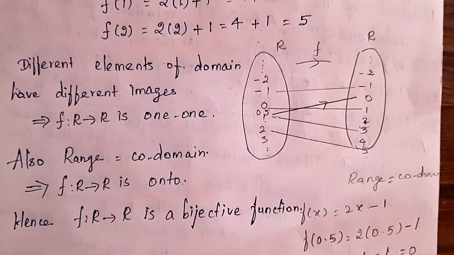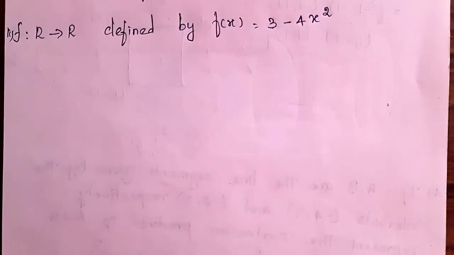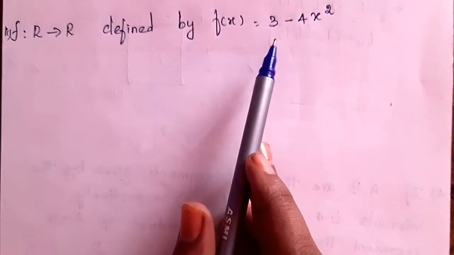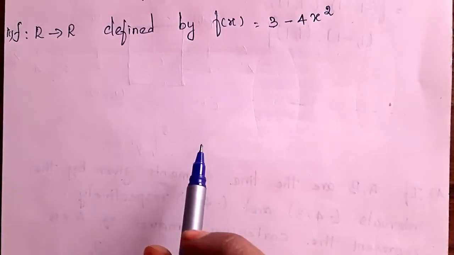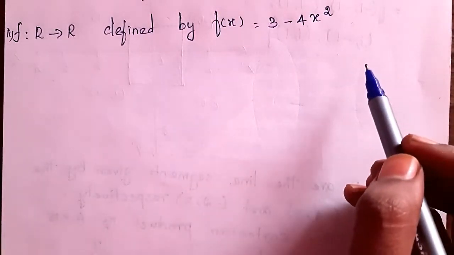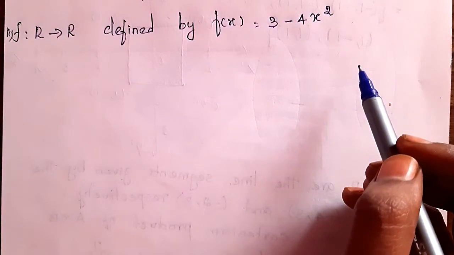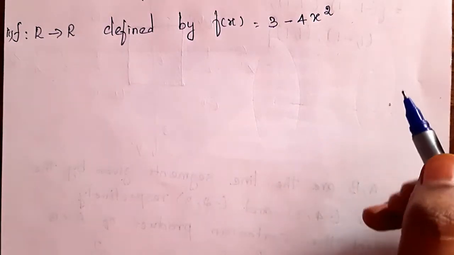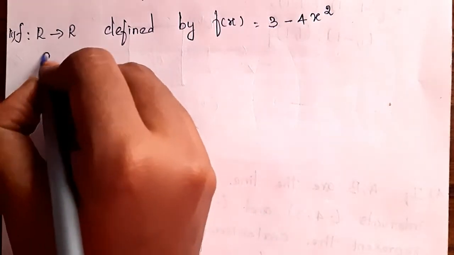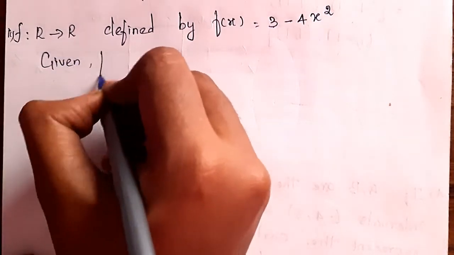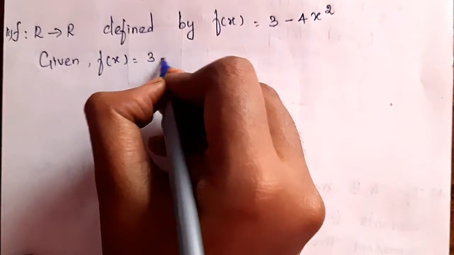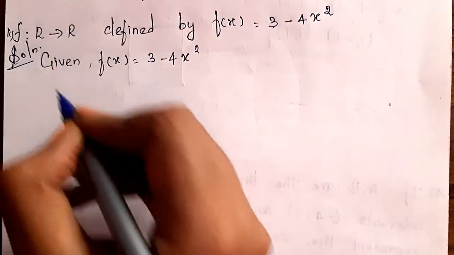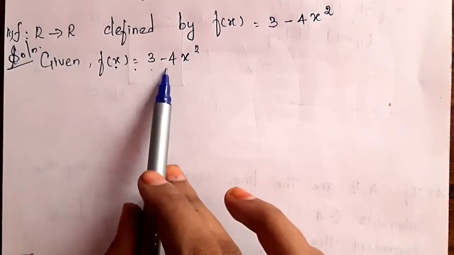So second part, we can go to the second part. F from R to R defined by f of x equal to 3 minus 4x square. So we have to find out whether it is bijective or not. For that, first we can check whether it is one-to-one and onto or not. Okay. So first, what is given? f of x equal to 3 minus 4x square.